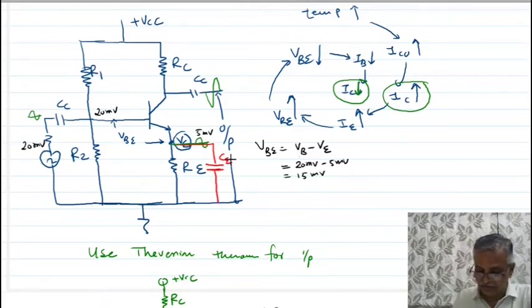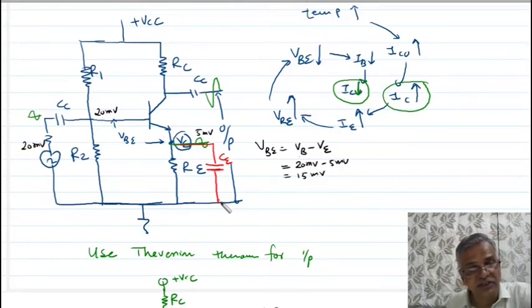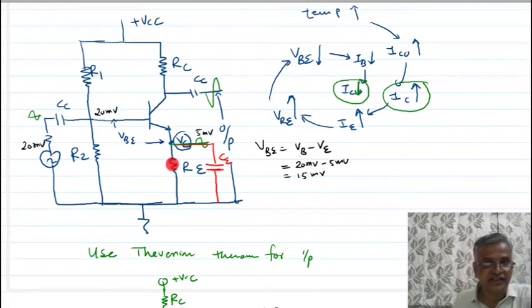As a result, whatever AC voltage is developed here is bypassed through this capacitor. To avoid the loss of gain due to negative AC feedback, RE is shunted by a capacitor, or one capacitor is connected in parallel to RE. The value of the capacitor is such that this AC voltage will be bypassed, AC voltage will be ground.